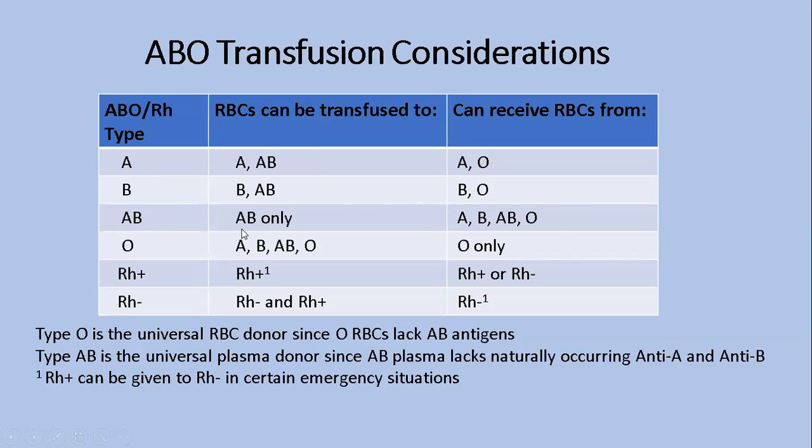However, type AB can receive any of the blood groups. They could receive A red cells, B red cells, AB red cells, or O, the universal donor, since they have both of those antigens.